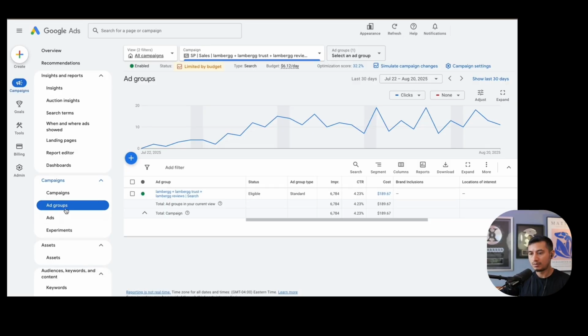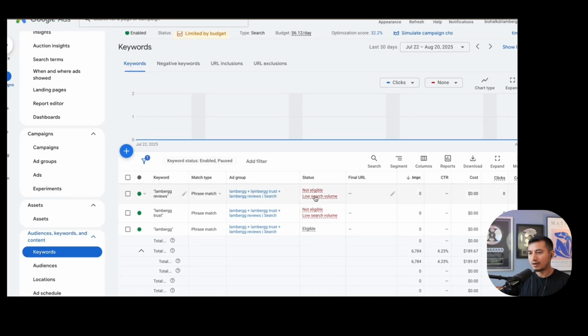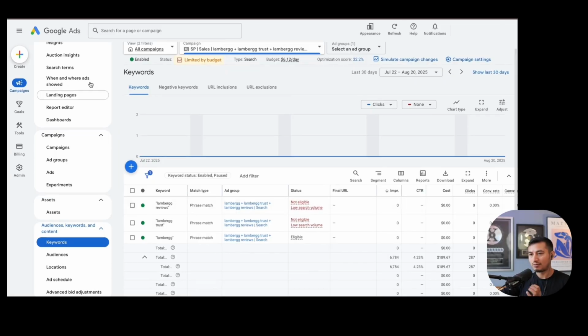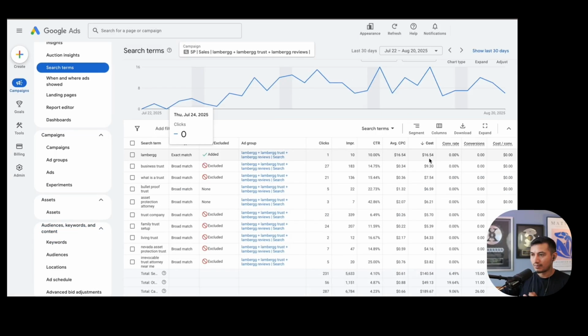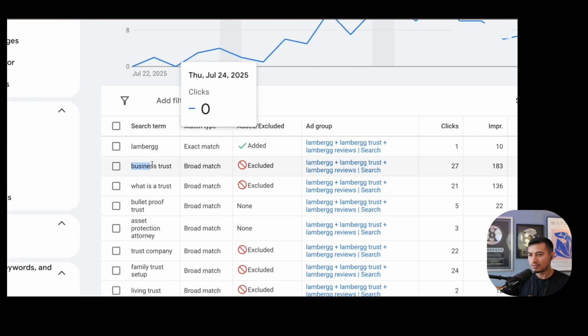When I go to the keyword, you can see we have a phrase match. It is saying low search volume because I just moved it to phrase match. In the past, it was broad. When I had a broad, I will show you short term. I spent $16 on the name Lamberg, our brand name. One click, not good.